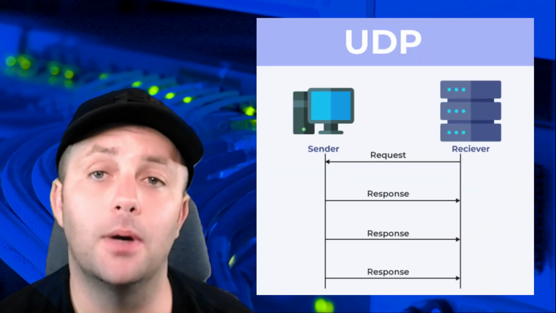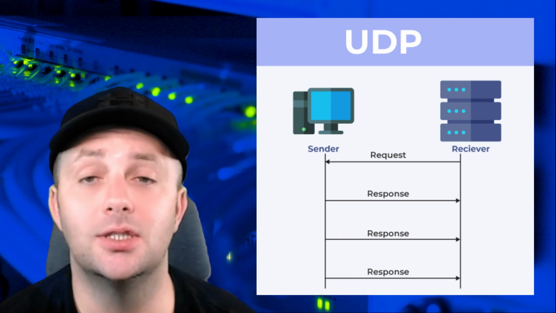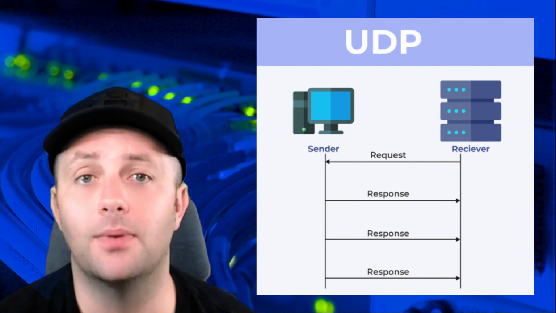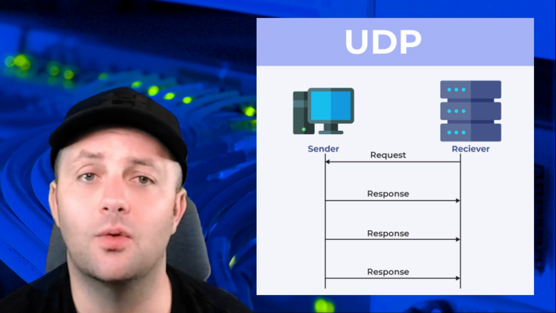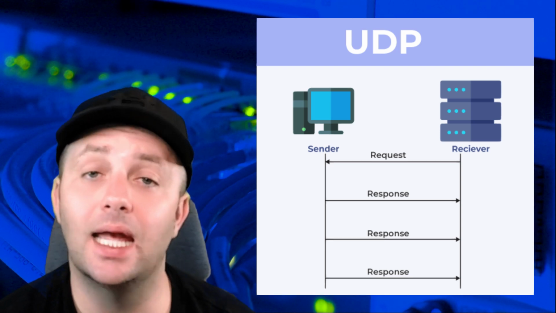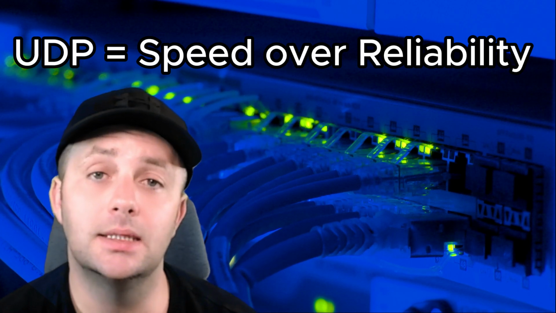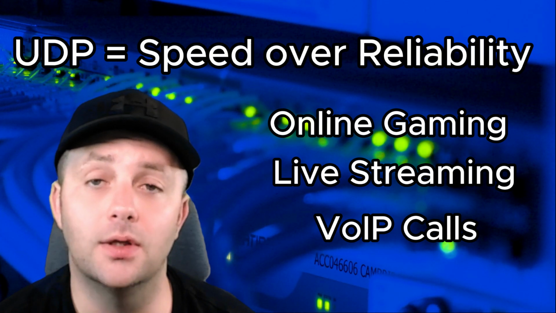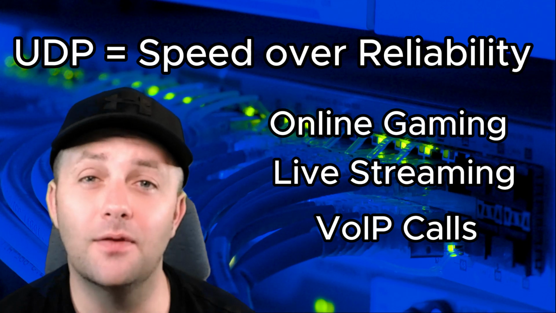UDP is like sending a postcard. There's no guarantee that it will arrive, but it's faster because there's no need for acknowledgement or error checking. UDP doesn't bother with establishing a connection or ensuring that packets arrive in the correct order. It just sends the data and moves on. This makes UDP ideal for applications where speed is more important than reliability, such as online gaming, live streaming, and voice over IP calls. In these cases, it's better to have data arrive quickly, even if a few packets get lost along the way.